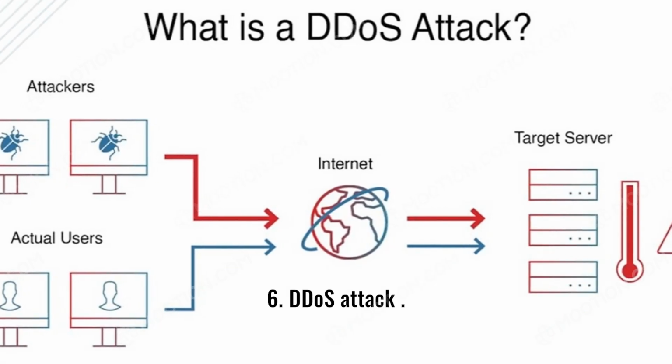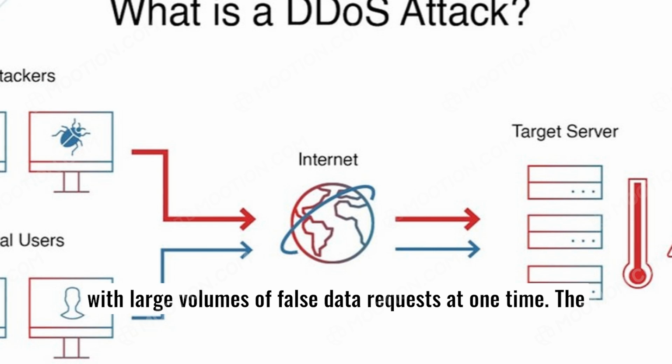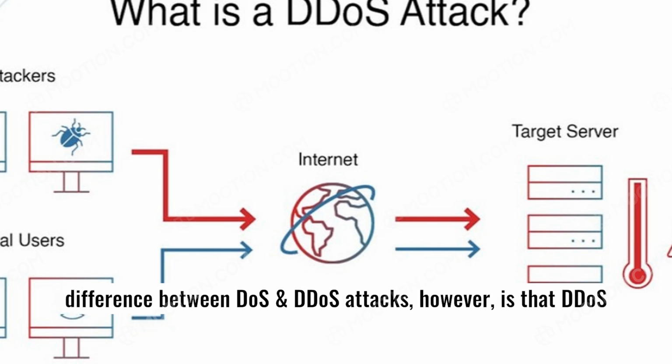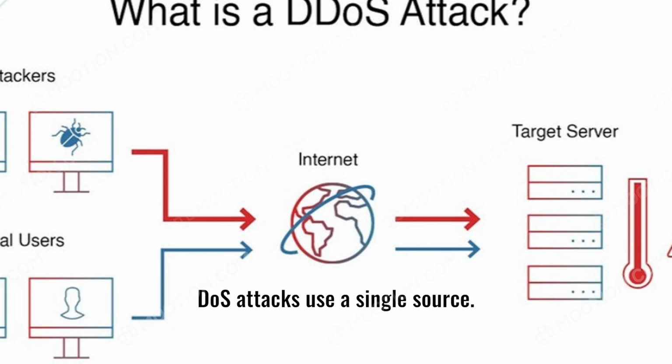6. DDoS attack. It is similar to DOS attacks in that they flood a target system with large volumes of false data requests at one time. The difference between DOS and DDoS attacks, however, is that DDoS attacks use multiple sources to generate false traffic, whereas DOS attacks use a single source.